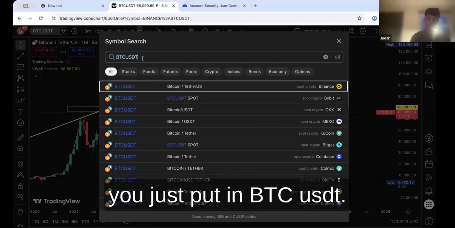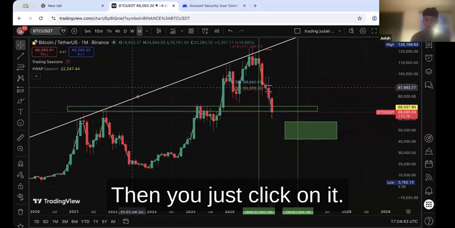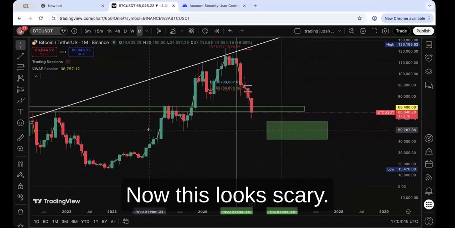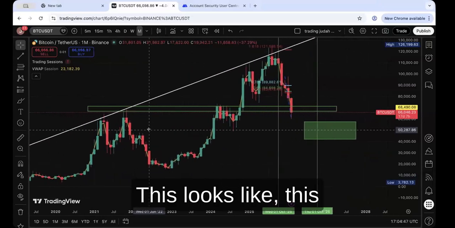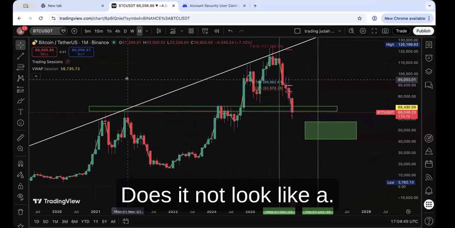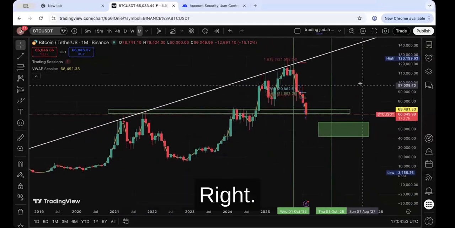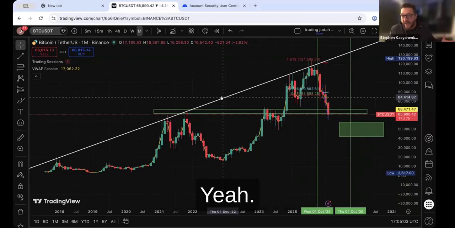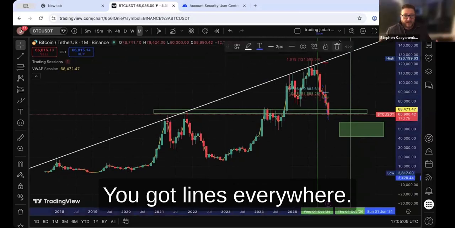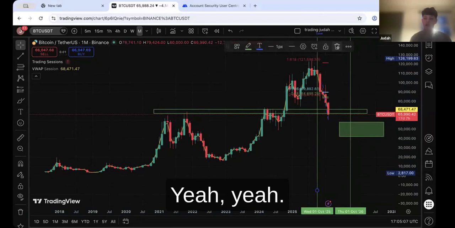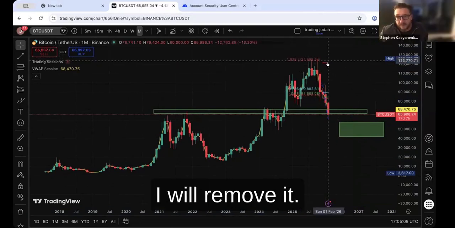You just put in BTC, USDT, then you just click on it. Okay, now this looks scary. What am I looking at here? This looks like a murder scene. Amir, does it not look like Amir's been in war? I'm pretty sure this is what it looks like, right? Remove this. That's better. You got lines everywhere. Yeah, I will remove everything. You're going to explain this all. Yeah, I will remove it.